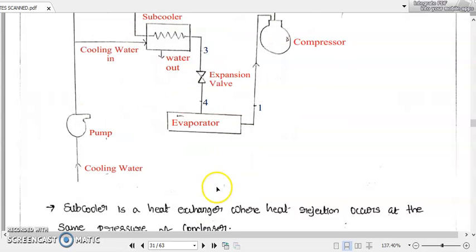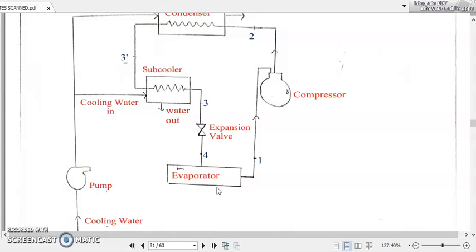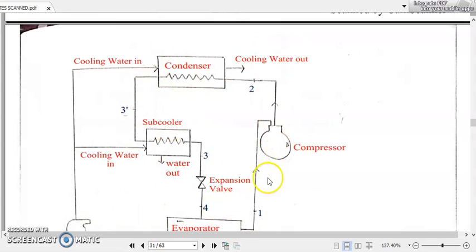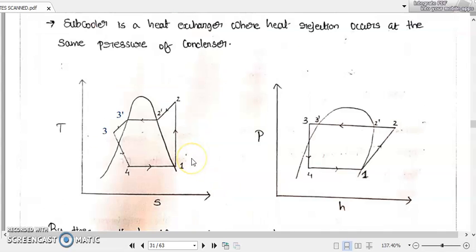Now, how can we represent this subcooling of the liquid refrigerant using the cooling water circuit in a TS diagram and PH diagram? Everything else remains the same. So 1 to 2 will be our isentropic compression process, represented by a vertical line in the TS diagram and an inclined line in our PH diagram. Then it is followed by constant pressure heat rejection.